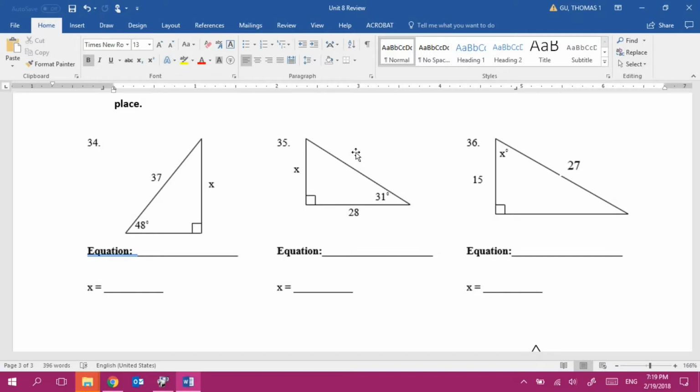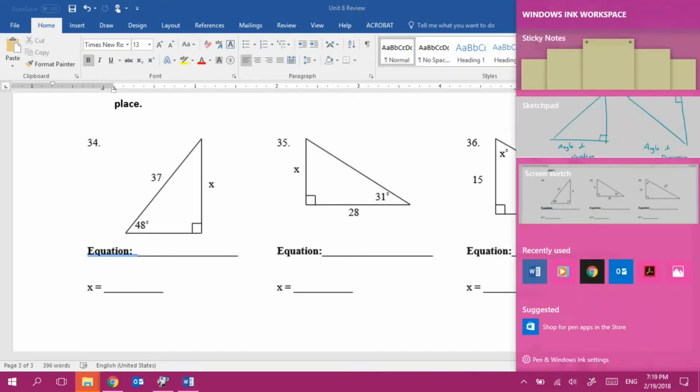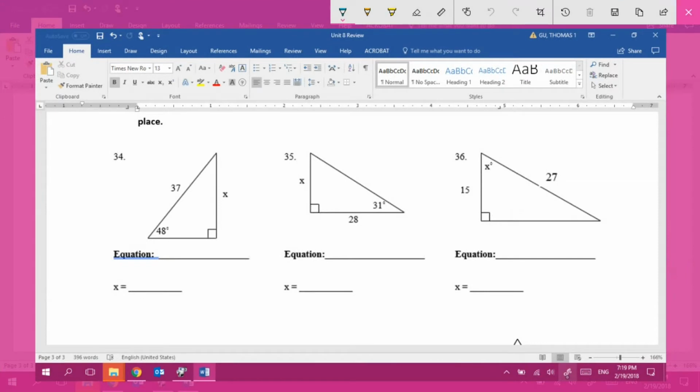Let's do number 36. Okay, so first of all, let's label the sides. Our opposite side is across from the angle we're trying to find, which is the x. Right here, that's going to be the opposite side. The hypotenuse is across from the right angle. That means 27 is our hypotenuse. And that means my last side, 15, is going to be the adjacent. I always look for my opposite side, then my hypotenuse, and then whatever's left over is the adjacent. That's just how I like to think about it.